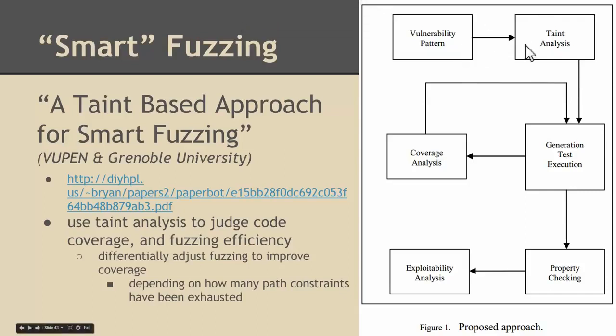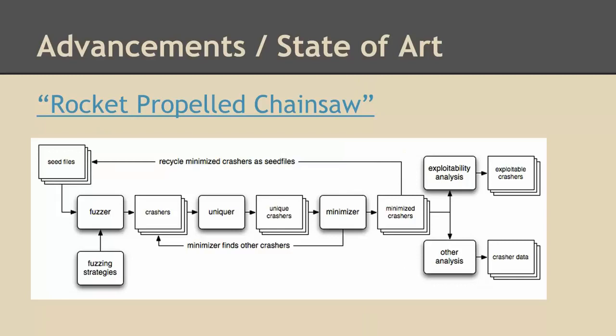So you take in vulnerability patterns, you do taint analysis, and then you generate test cases and execute them, and you adjust your test case generation based on how well you're covering the code. And then you check the outcome of the test case for various vulnerability properties, or bug properties rather, such as a seg fault, and then you determine whether or not it's exploitable. That's the basic approach. It's a pretty simple read, worth your time.